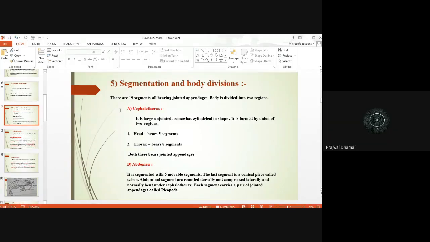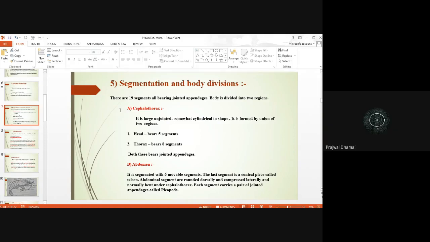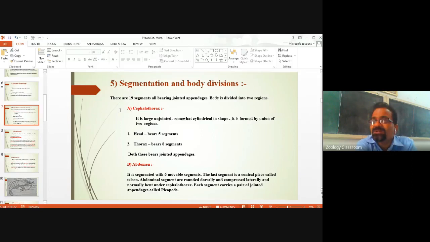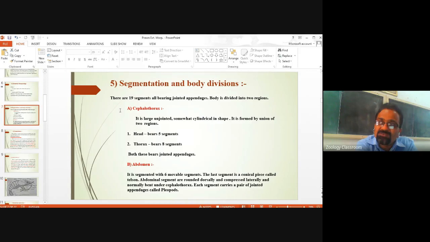Thorax, very good. So, what are the body divisions of cockroach? Head, thorax, and abdomen. Very good. You got the point, Nikita. Yes, sir. Body divisions are an important characteristic of class Insecta. Body is divided into head, thorax, and abdomen, and three pairs of walking legs are present.